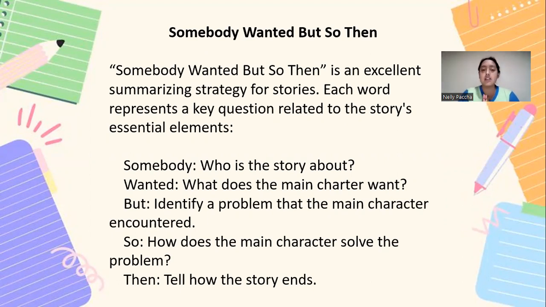And finally, the third strategy is Somebody Wanted But So Then. Somebody Wanted But So Then is an excellent summary strategy for stories. Each word represents a key question related to the story's essential elements. What are the elements? Somebody, wanted, but, so, and then.